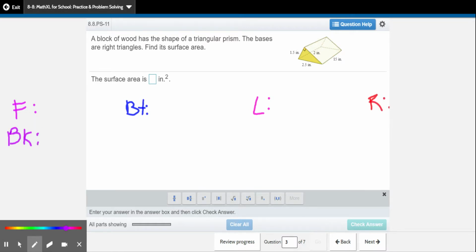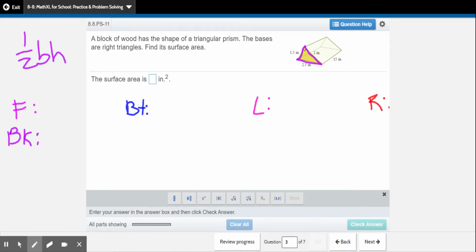All right, so the front and the back, what shape are they? All right, they're a triangle. Now, how do you find the area of a triangle? 1/2 base times height. Now, be careful here. You have three numbers, 1.5, 2, and 2.5. You only need two of them to find your area of a triangle, right? So how do you know which ones are the base and the height? The way you know which two numbers are the base and the height is they form your right angle right here. Okay, so this side and this side form your right angle.